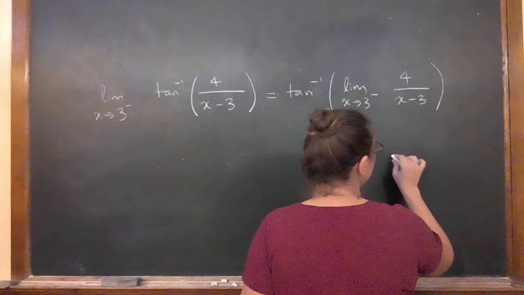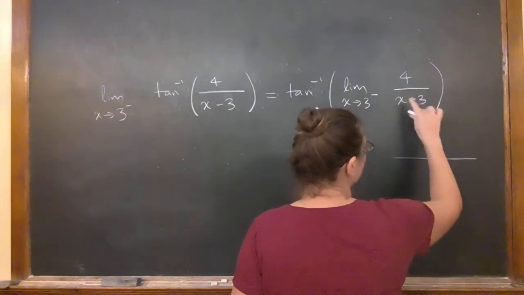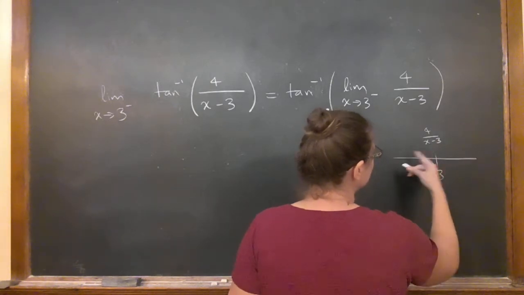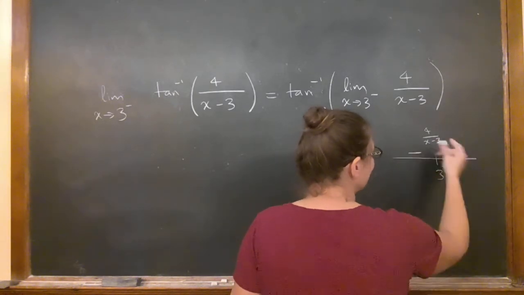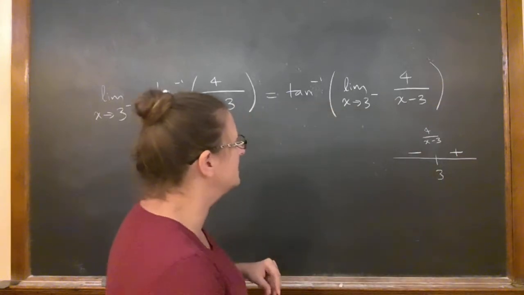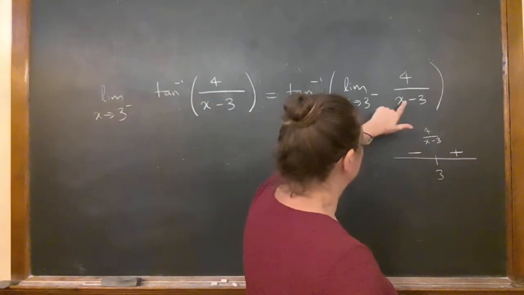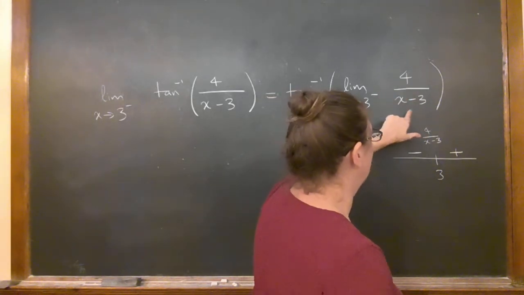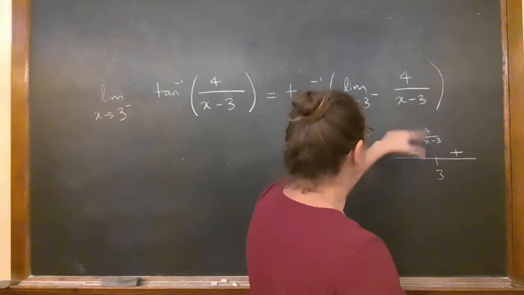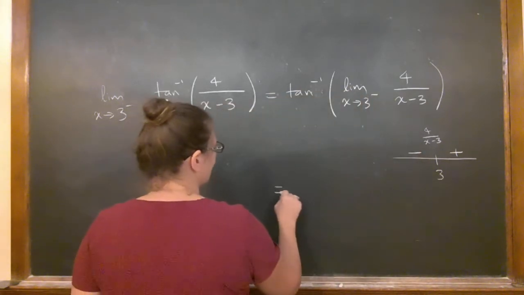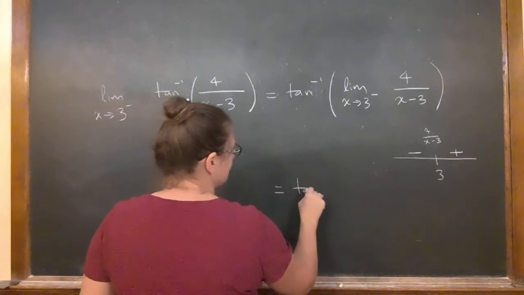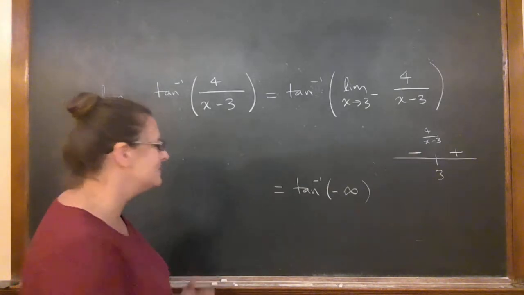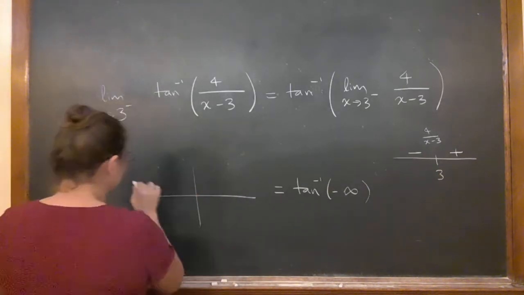If I do a sign chart, here's 4 over x minus 3. Okay, if x is smaller than 3, I have something negative. If x is bigger than 3, I have something positive. So here I'm over here. I know I have a vertical asymptote because I'm basically getting to 4 over 0, but I'm going down to the negative side. So essentially what I have here is like the inverse tan of minus infinity, which I don't want to write. That's not right to write things like that, but whatever.